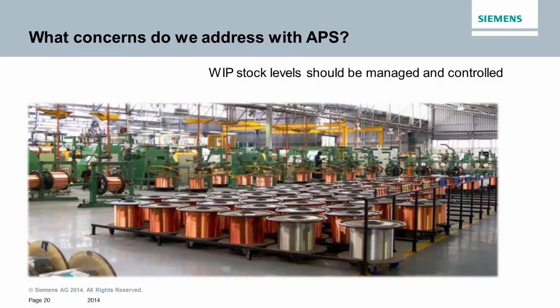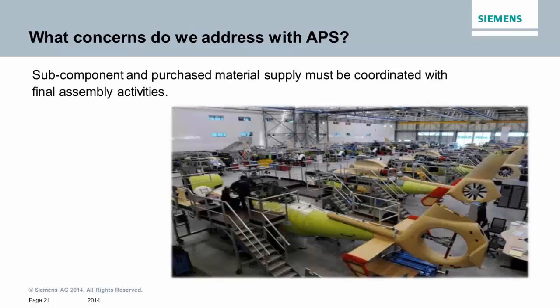You've got to manage your WIP stock levels. In this example, copper wire. Copper is very expensive, and your levels of finished goods and WIP have a significant impact on a company's profitability. Subcomponents. If you end up being short one subcomponent, you can shut down the entire assembly process. Shutting down one work cell will shut down all the downstream processes as well, and that can be very costly.